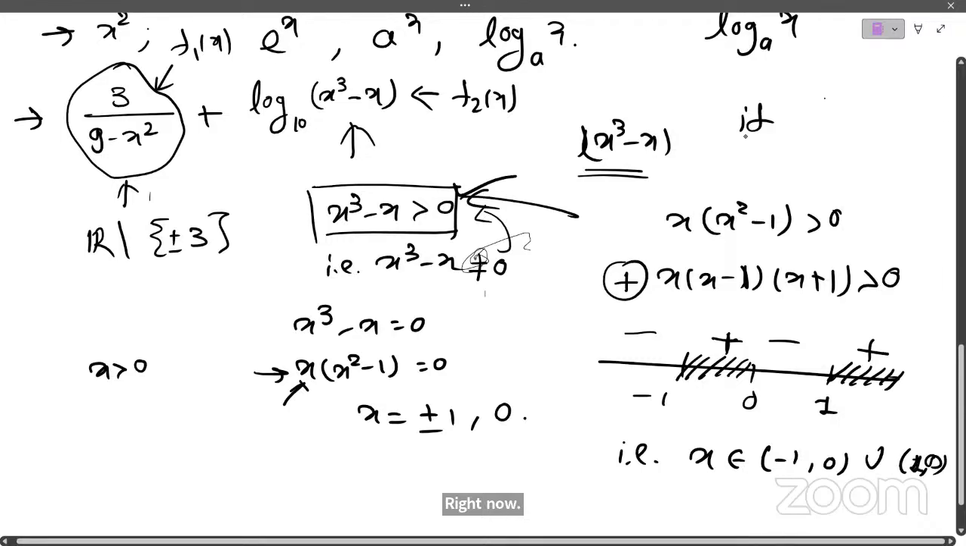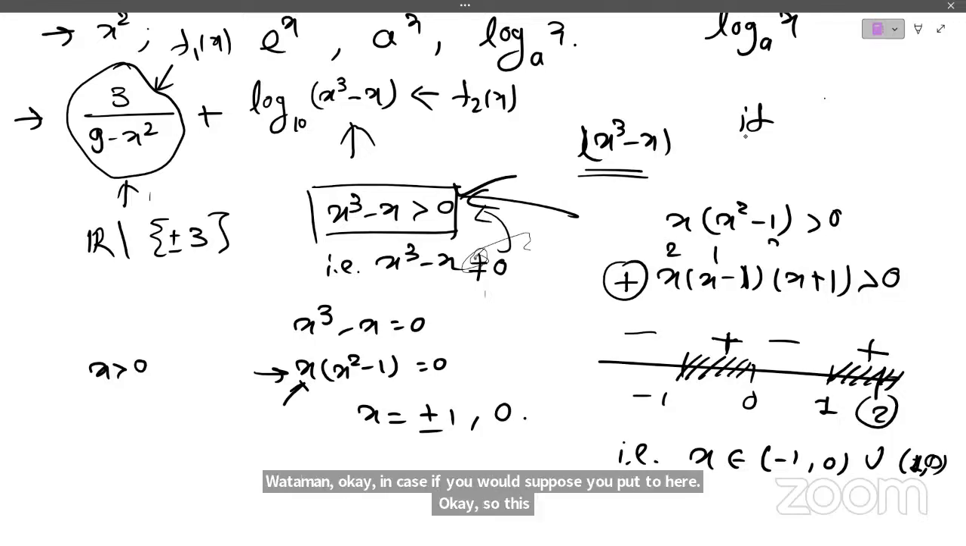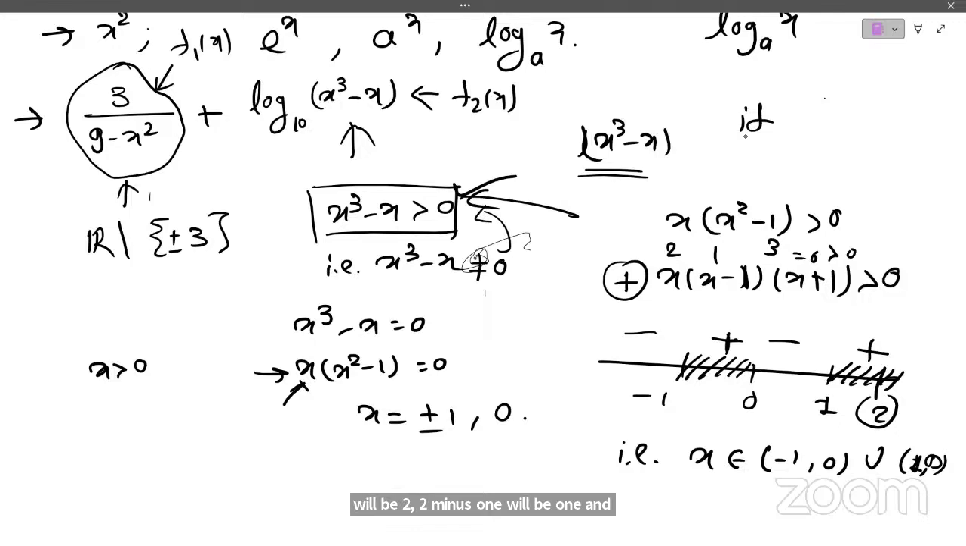Ma'am, before putting the plus minus on the number line, you must check. If the number is more than 1, we should put that number in the expression and see if it is positive. Yes, whatever you're saying is true, but this is called the wave method. Suppose you put 2 here: 2 minus 1 is 1 and 2 plus 1 is 3, so the product is 6, which is positive.